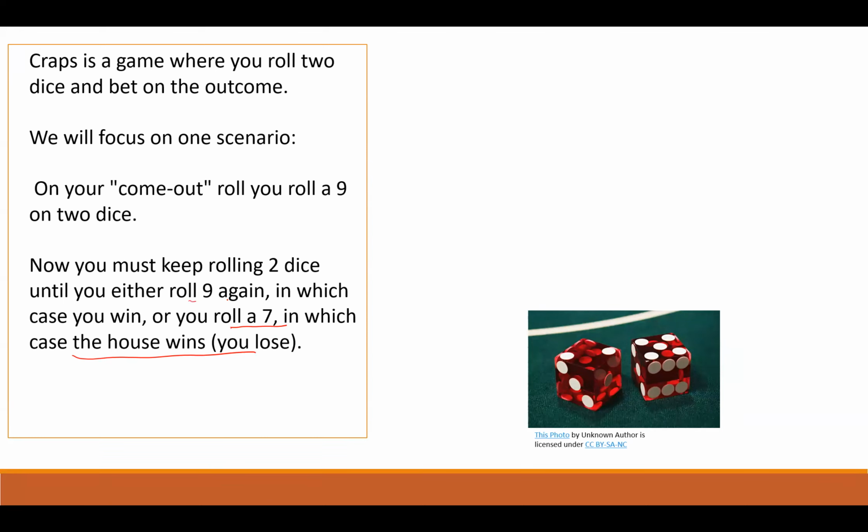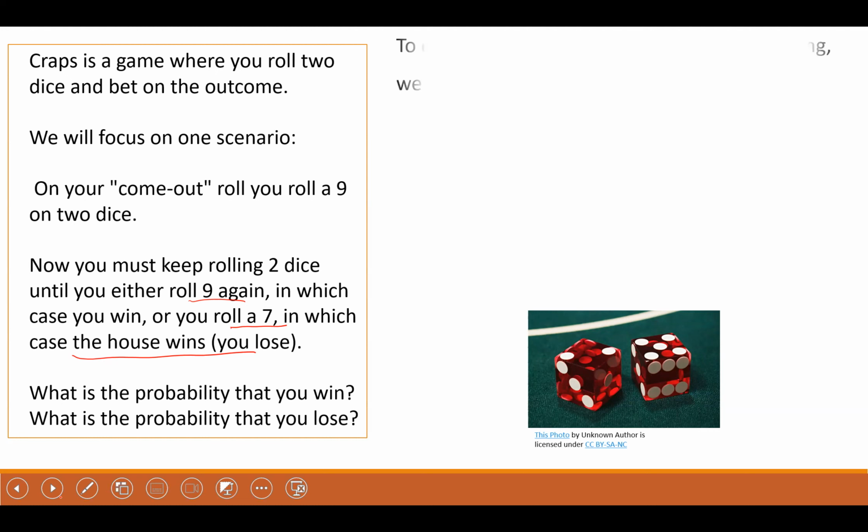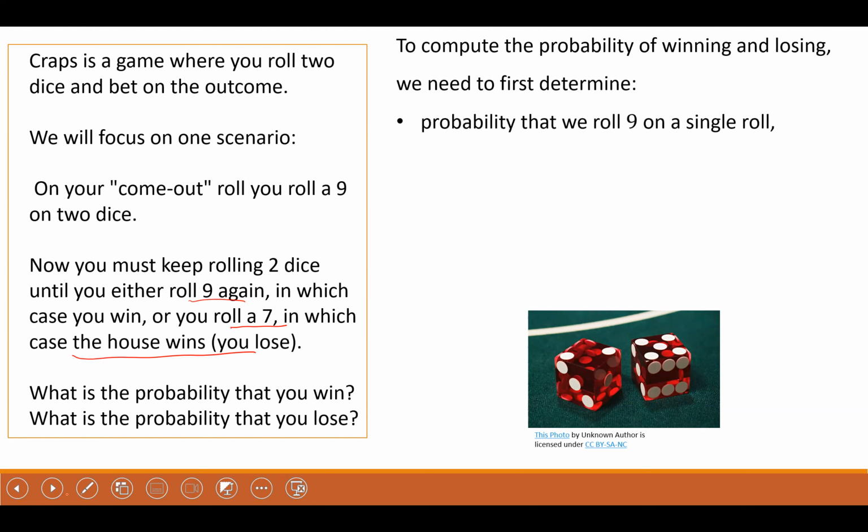So in this scenario, we're going to assume that we rolled a 9 on the come out roll. Now we want to find the probability that we win, which is the probability that we roll a 9 before we roll a 7. Okay. So we have a bunch of die rolls, they're all independent, but we need to know the probabilities of those individual die rolls. So we want the probability that we get a 9 on a single roll, and we also want to know the probability that we get a 7, right? So 7 is lose, 9 is win.